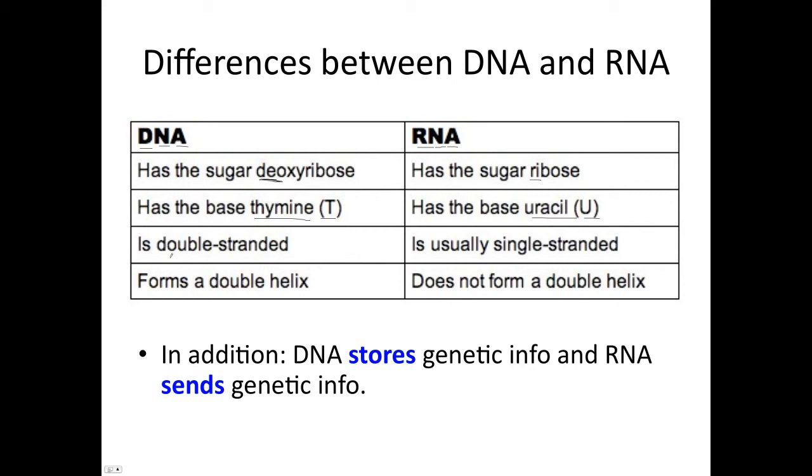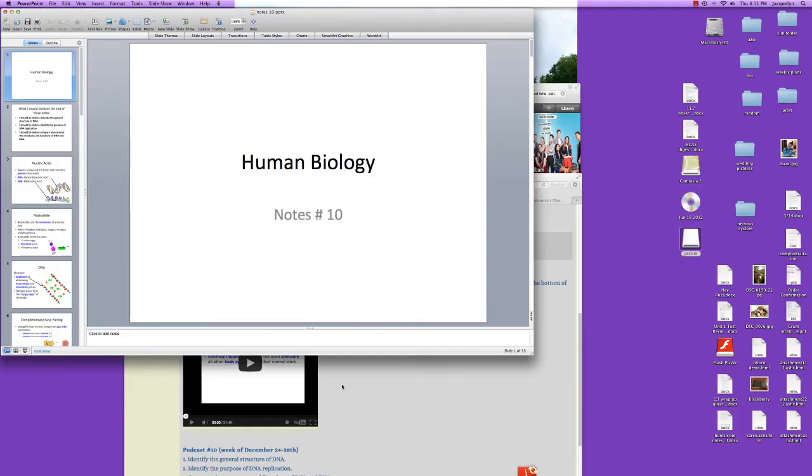Another difference is that DNA is double-stranded. Remember, it's in that double helix shape, while RNA is single-stranded. Not really usually, it's always single-stranded. So DNA has that double helix because it has 2 strands, and RNA does not have that double helix. In addition, as we pointed out in the beginning, DNA is what is storing the genetic information in the nucleus, and RNA is going to send that genetic information to the ribosomes so that it can make proteins for our body to function. And that's it for notes number 10.